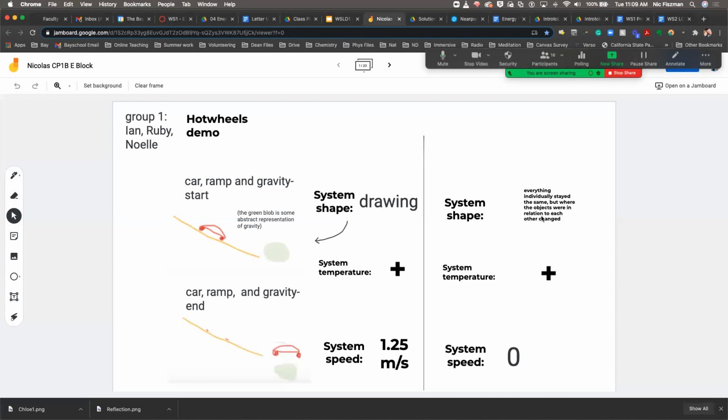It ran out of speed. The what? Ran out of speed. Yeah, why did it run out of speed? Casper? Friction. Friction. So what happened to the temperature? It got hotter. It got hot, right? The temperature went up. The speed, on the other hand, went down.